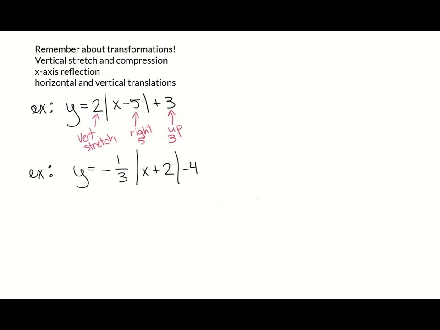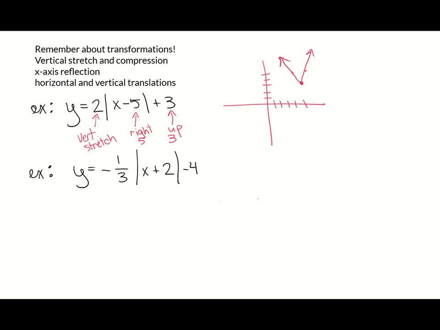So if I was to sketch this first graph, I would first go to the right 5, up 3, and that would be where the center point of my absolute value graph is, and then stretch. That 2 means that I'm going up 2 and over 1 in either direction. Now, do you have to be able to figure that out? No, but it's very quick if you can.